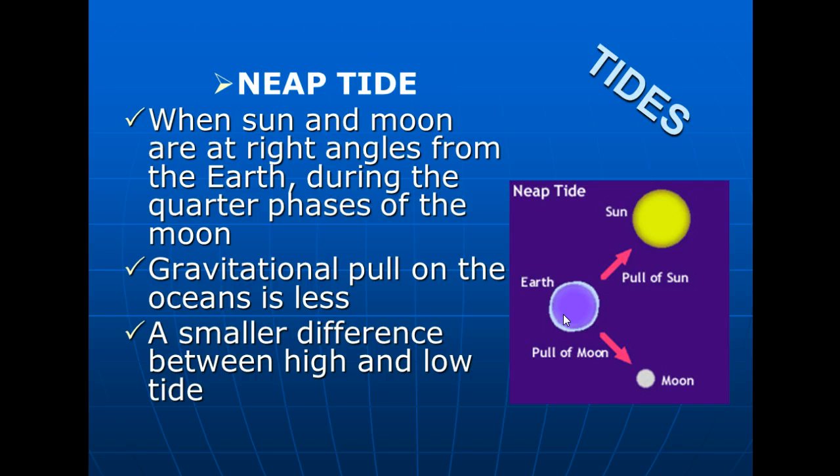Again, we're about to talk about moon phases. But when the moon is in this position, these would be called the quarter phases of the moon. But more about that soon. Now what I want you to know and write about is that the gravitational pull on the oceans is at its least when the sun, earth, and moon are in these positions, and that therefore there's a smaller difference in the tides. Smaller difference. Greatest difference during the spring tides, least difference in the tides during neap tides. So make sure you have that in your notes.